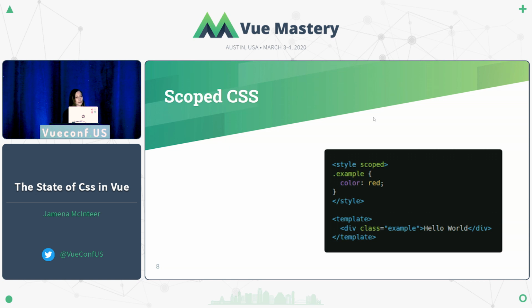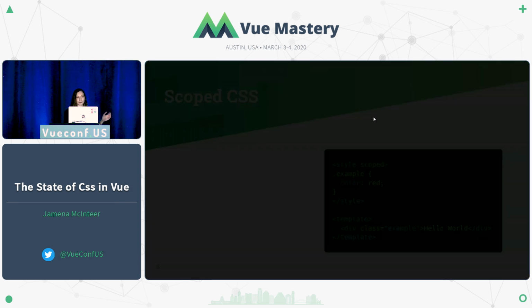In this example, we're using the scoped attribute. This is going to make our CSS local. It's scoped to the component. So in this example, the class example is still color red. The hello world is going to be red here for this component, but if you use the example class anywhere else in another component, it's not going to be red.